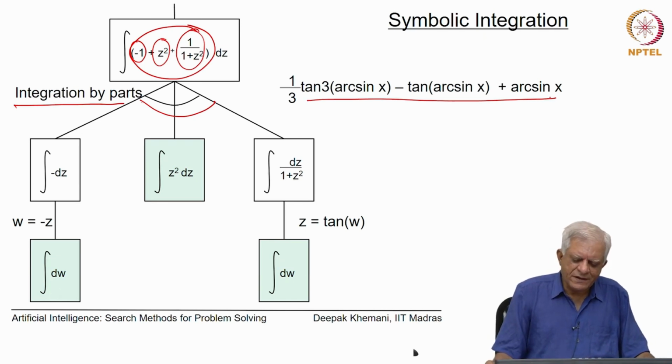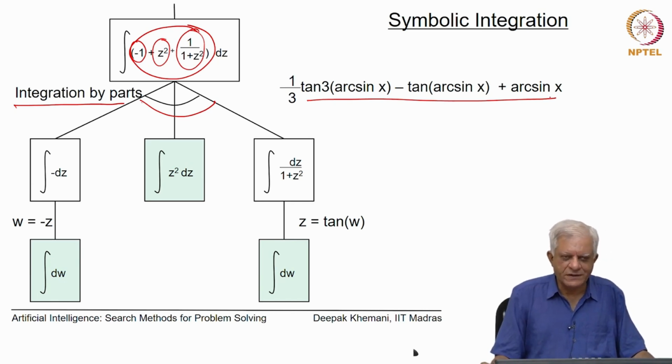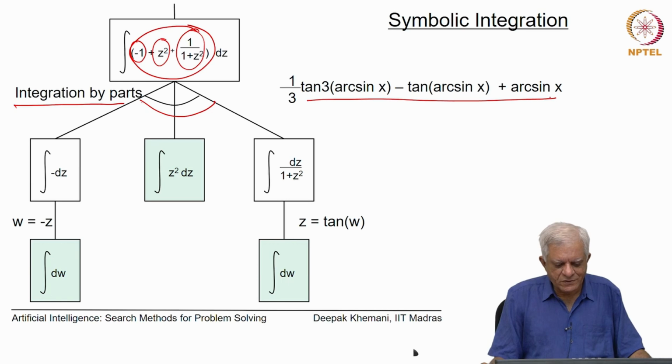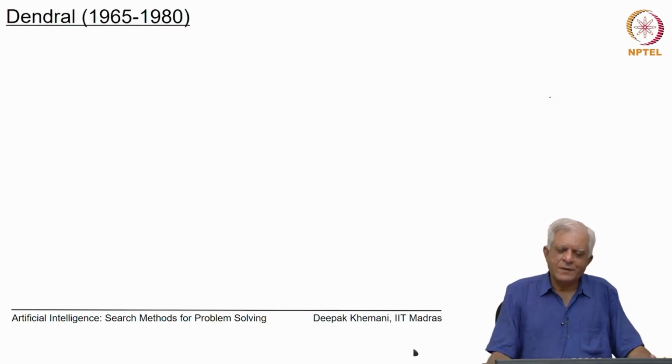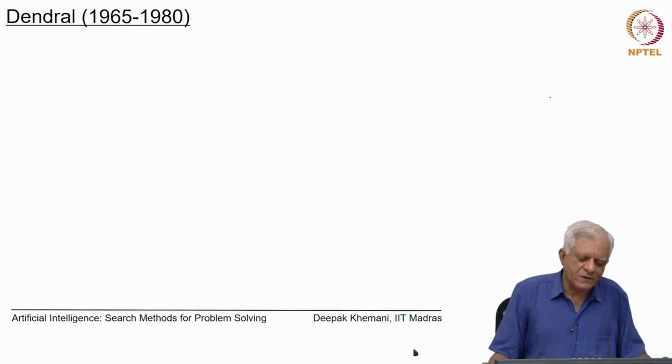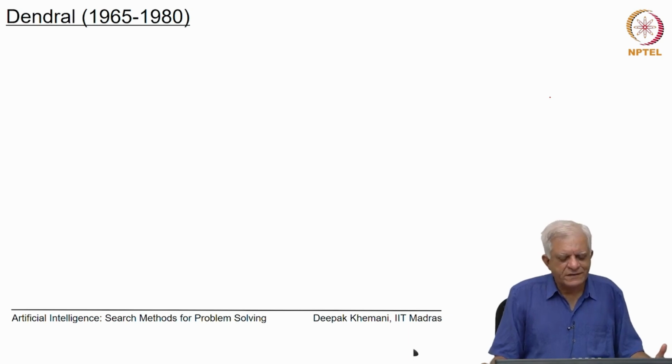So, symbolic mathematics is very popular nowadays, and there are many approaches. We started with a program called SAINT a long time ago, then somebody invented a program called SIN, then there was a commercially available piece of software called Maxima, and now MATLAB of course allows you to do this sort of thing. Another problem where AND-OR trees were really used was in this program called Dendral, which was called an expert system.